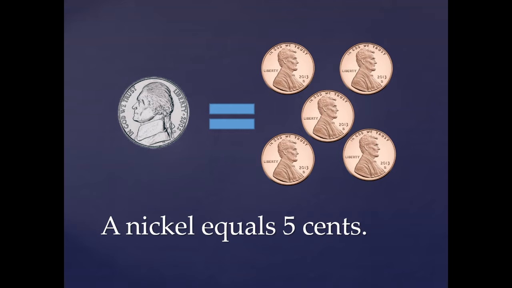A nickel equals 5 cents. I have 5 pennies here, because pennies are all worth 1 cent. And if we have 5 pennies, we could trade them in for a nickel. Let's count them together. 1, 2, 3, 4, 5. A nickel equals 5 cents.